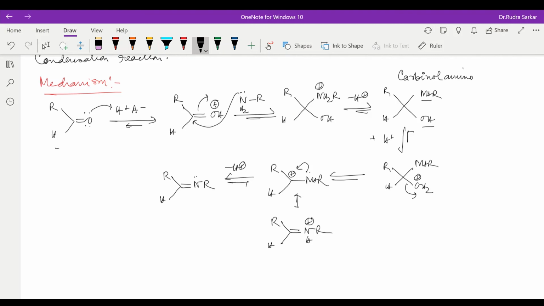Now they can have the geometrical forms, as I said. Both E and Z are possible. So it can be something like this, and so these are your GIs. It can also be something like that. So keep that in mind.